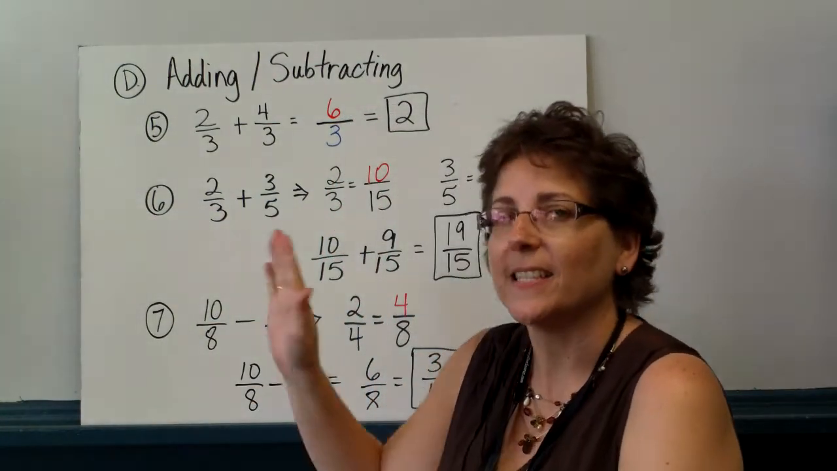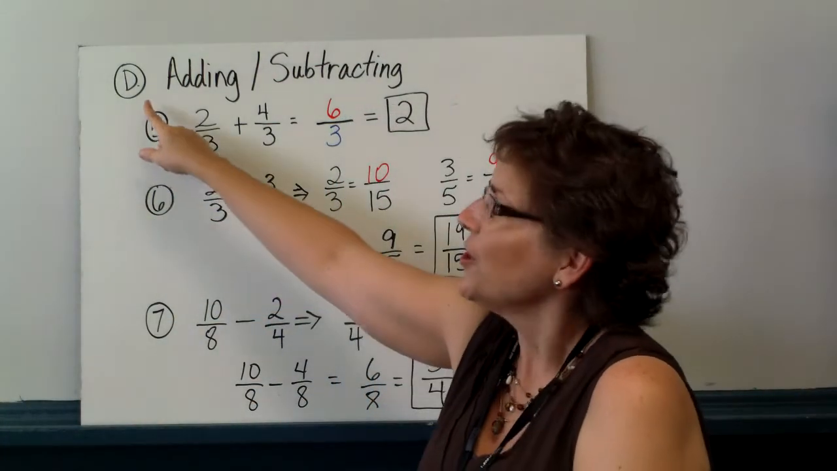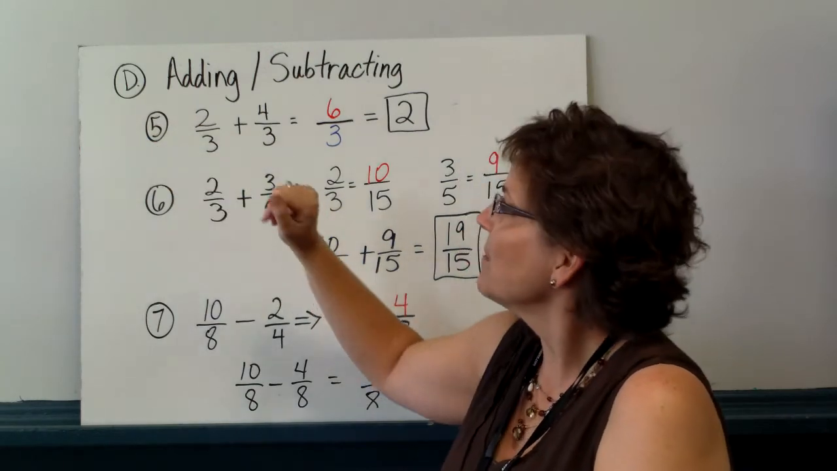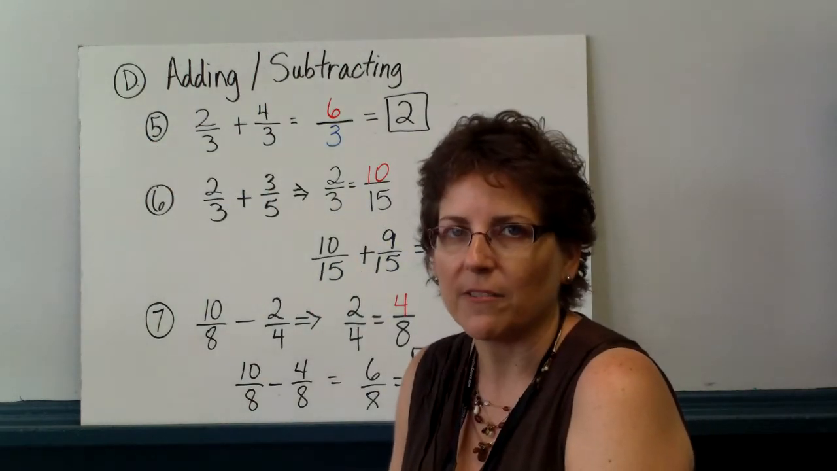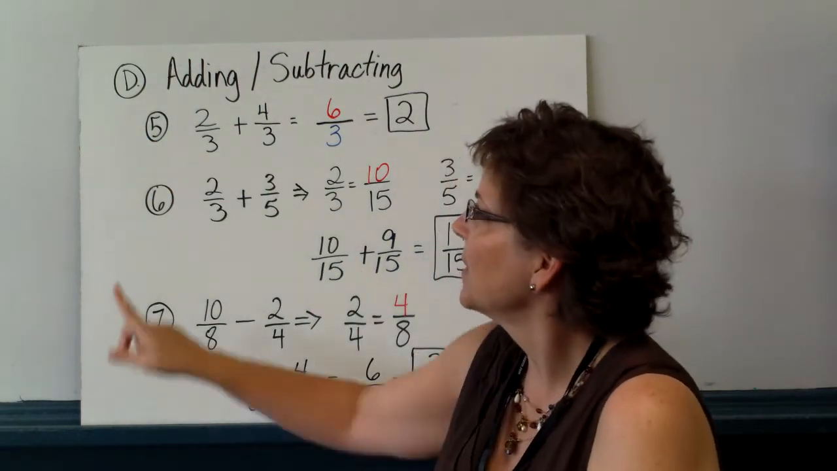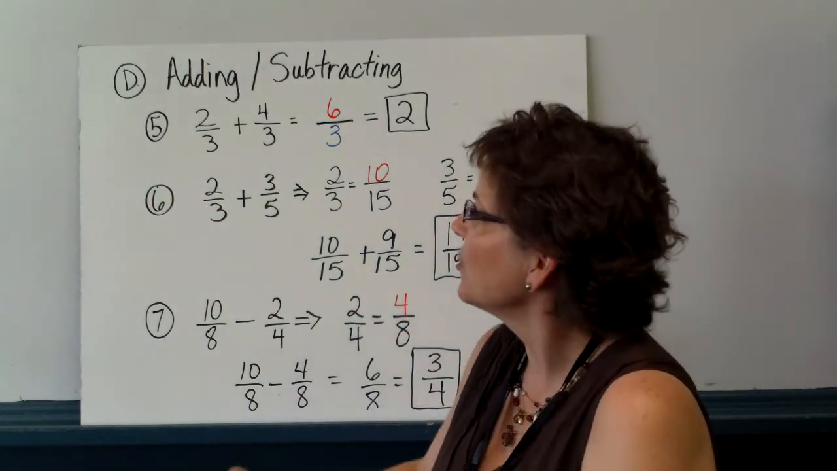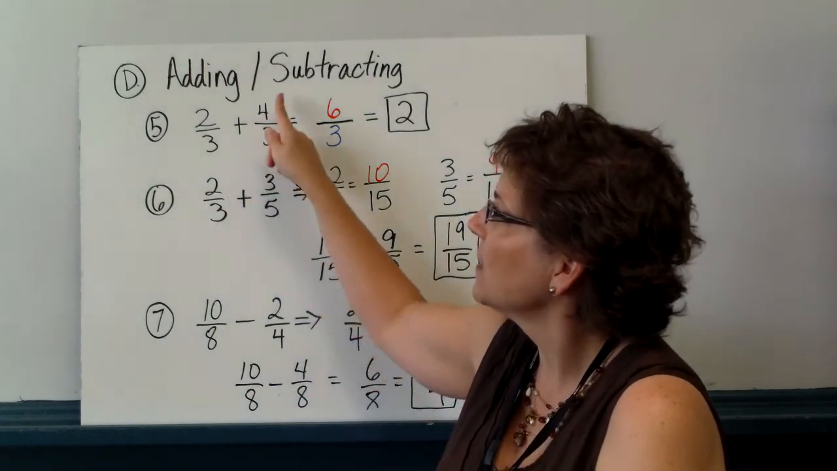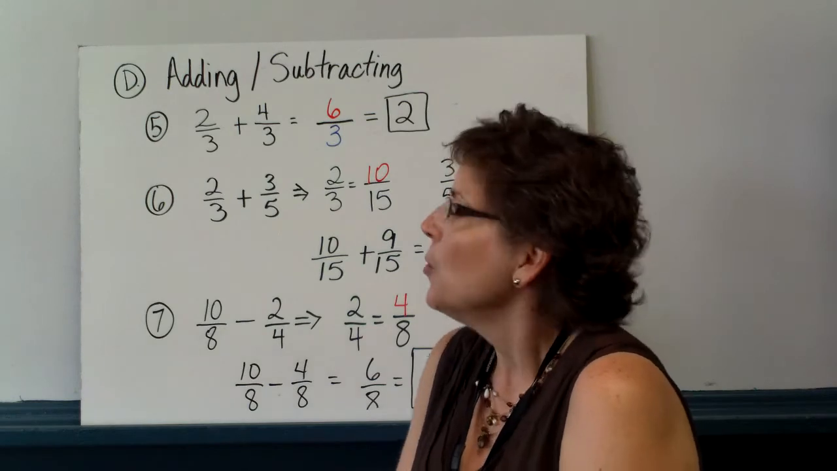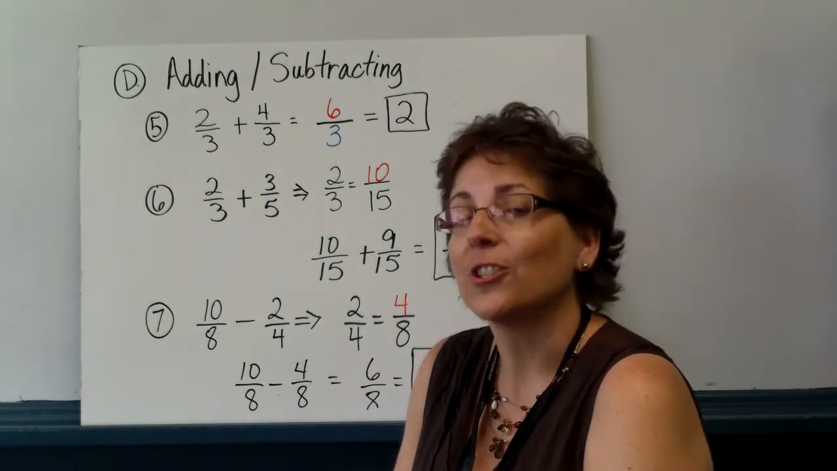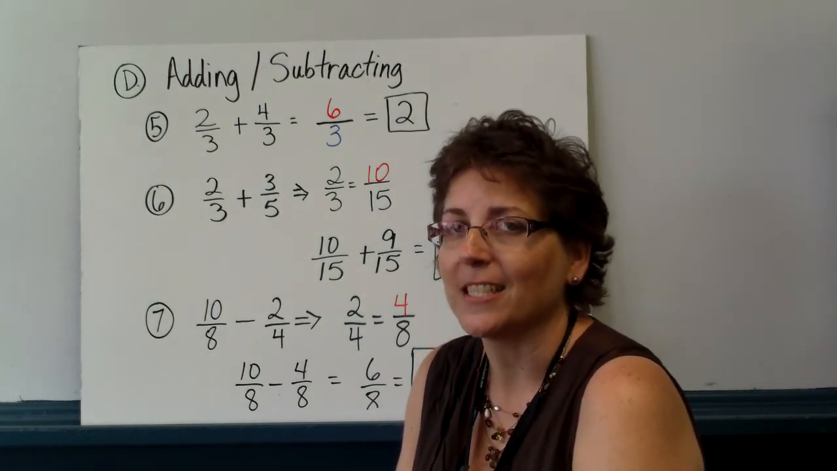Next in your notes, and this is still on page 5, you've got part D. This is a review for how you add and subtract fractions. For sample number 5, we've got 2/3 plus 4/3. When you add or subtract fractions, the rule is that the denominator has to be the same.